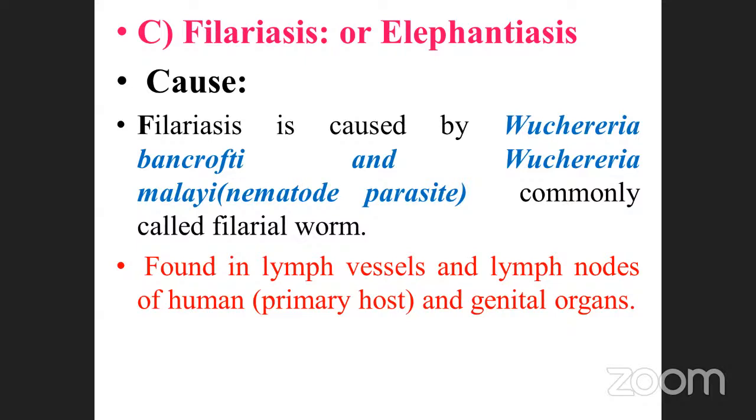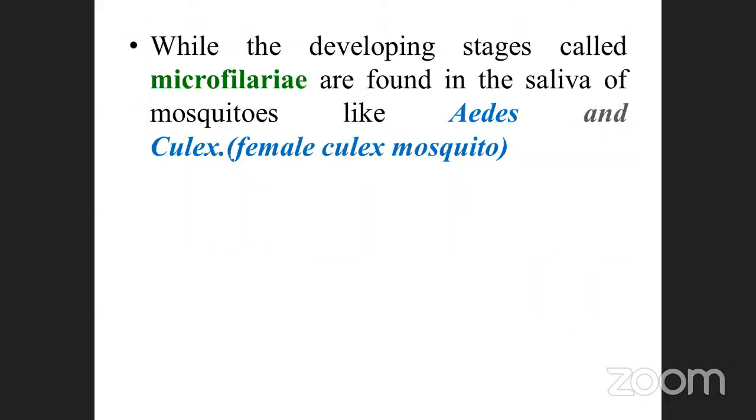So go to the next one. See that while developing, the stages are called microfilariae. Note it down, this is very, very important. So egg to larva, and how the larva will be developed.